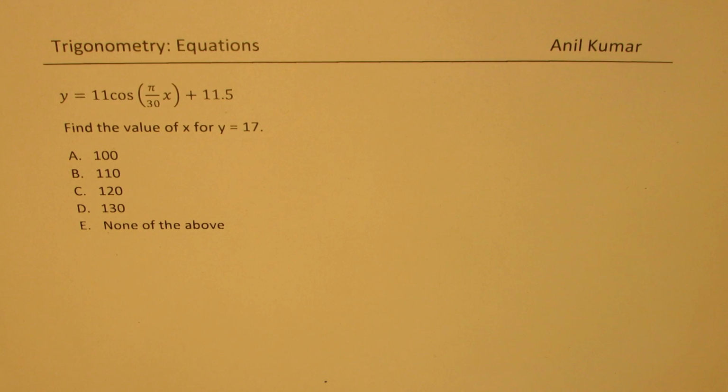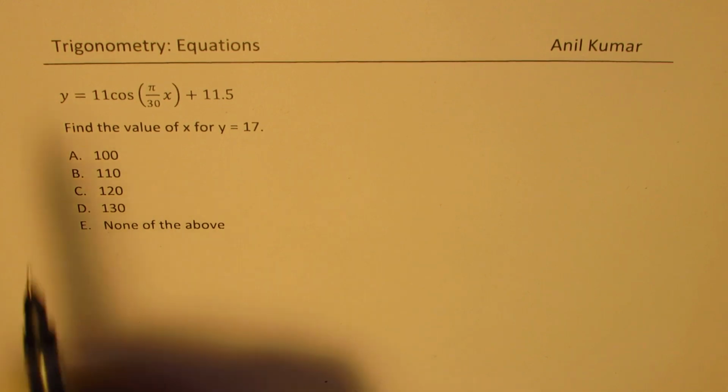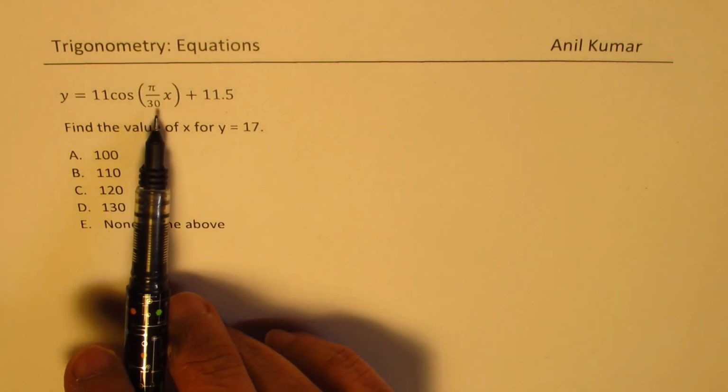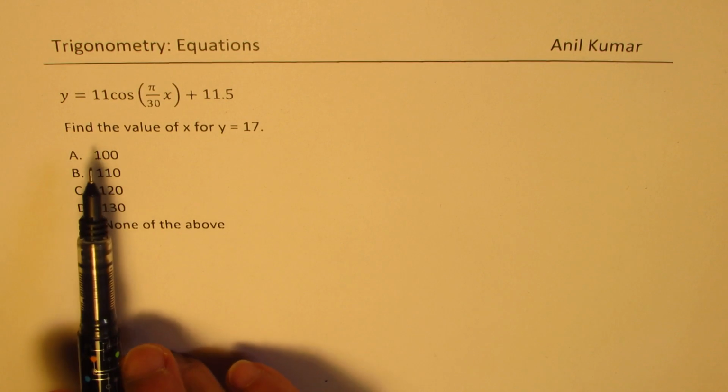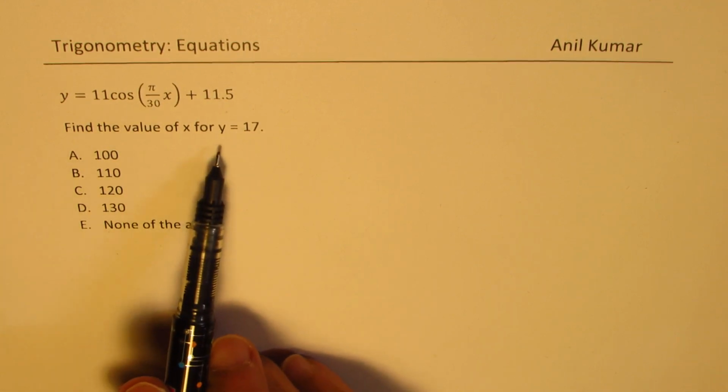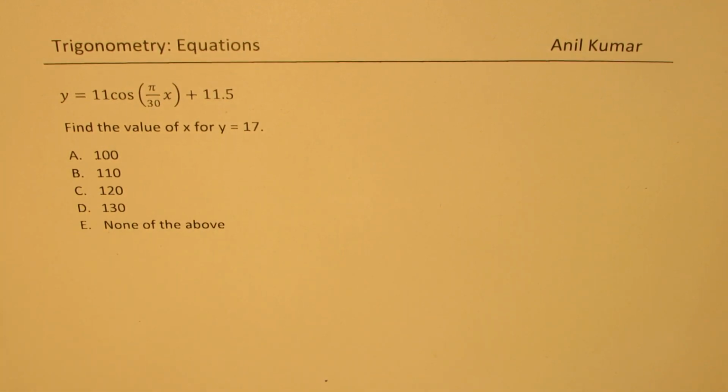Here is a question from Sarah. I hope its solution will help many. I've actually modified the question a bit to make it a multiple choice question so that you can participate while I'm answering the question. y equals 11 cosecant pi over 30 x plus 11.5. Find the value of x for y equals 17. Five choices are given to you. You can pause the video, answer the question, and then look into my solution.